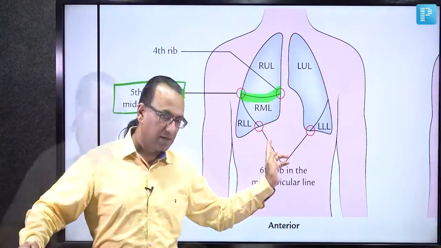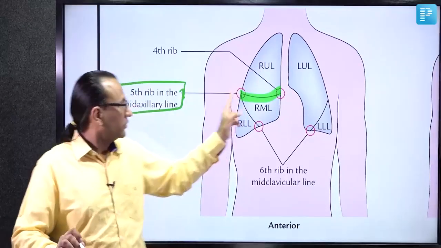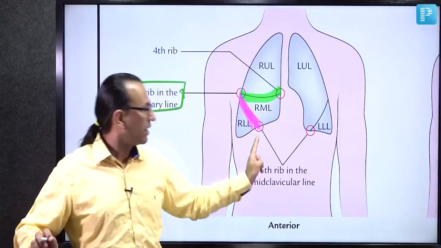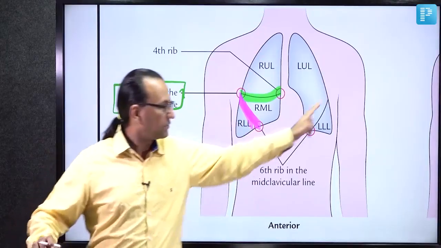And where does it come anteriorly? Because oblique fissure is on both sides, you can talk about both sides. It is coming from the 5th rib in the mid-axillary line and reaches the 6th rib in the mid-clavicular line. That is the oblique fissure of the right lung as well as the left lung.